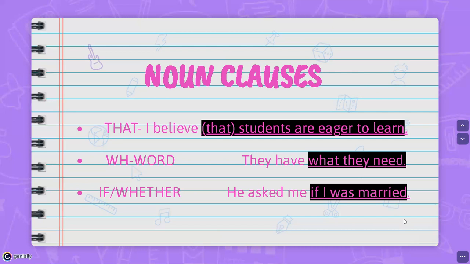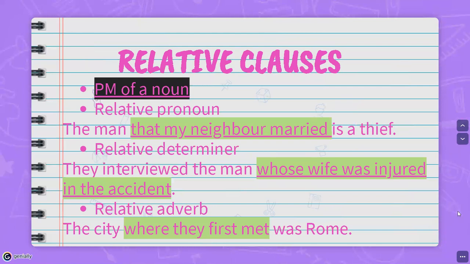Let's move on now to relative clauses. Relative clauses are somehow related to adjectives. Why? Well, because they only perform one function, yes, one syntactic function. They are always pre-modifiers of a noun, okay? They will be somehow linked to a noun, to an antecedent noun.